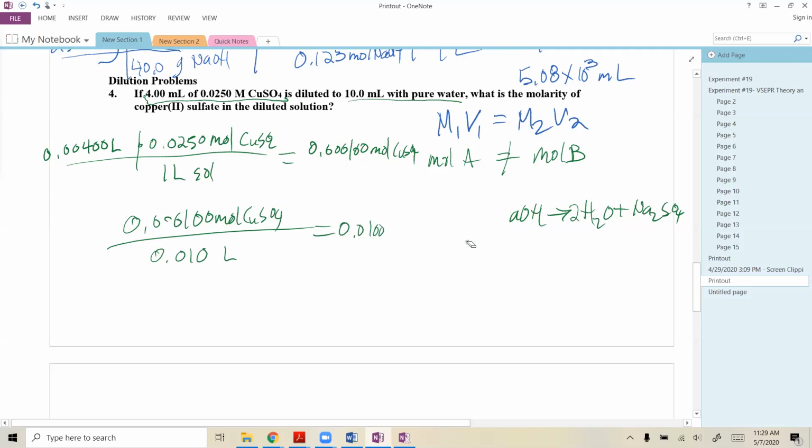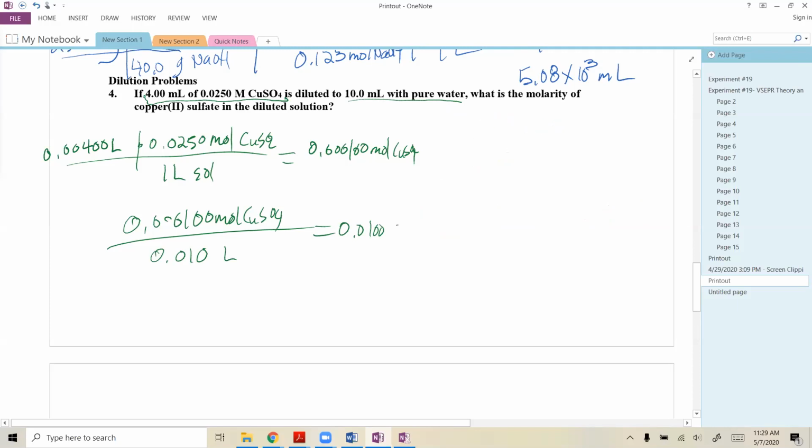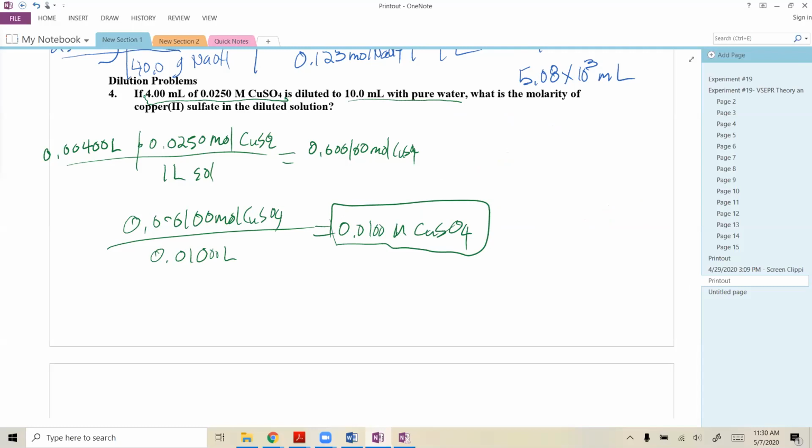So I'm going to get rid of this. Of a copper sulfate. And you can kind of see that we have 3 significant figures for all of them. And so our concentration at the end is going to have 3 significant figures as well. Do you guys have any questions about that type of dilution problem?